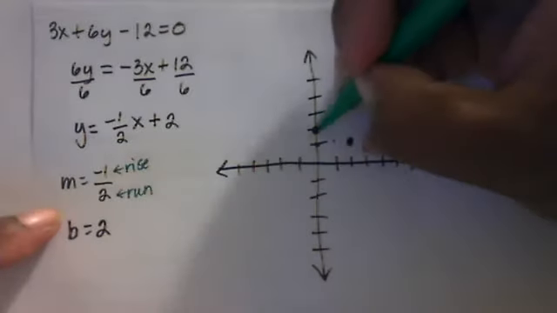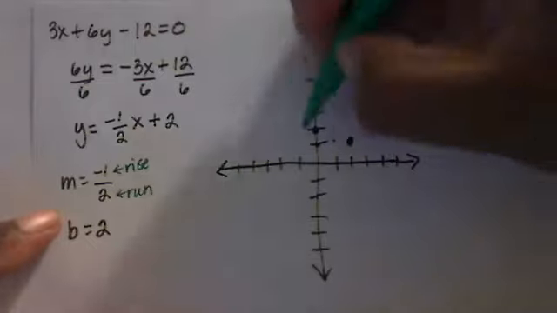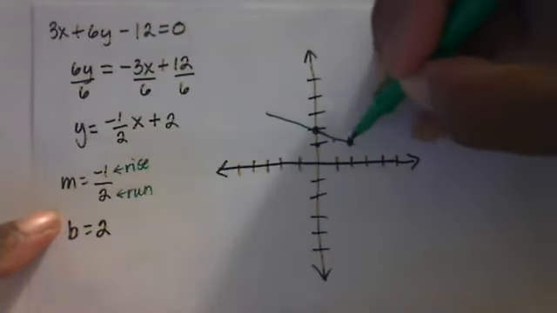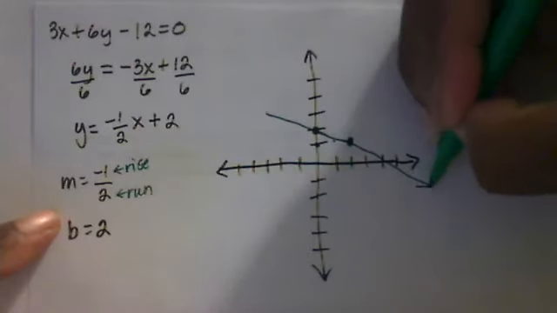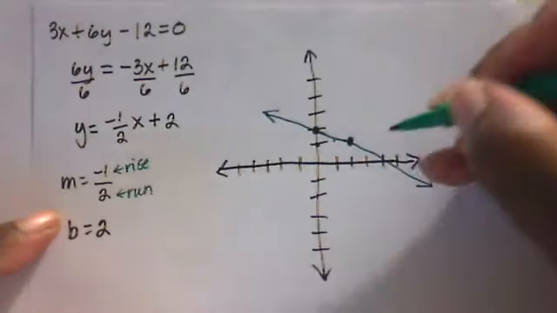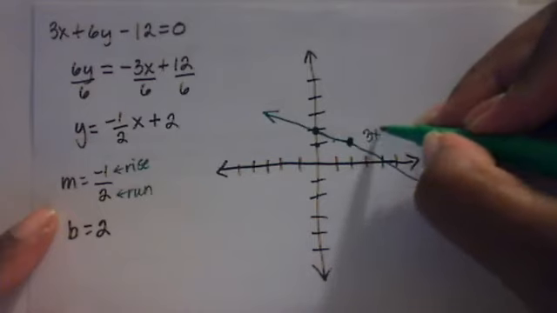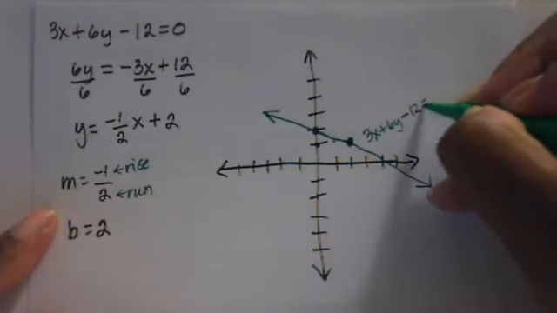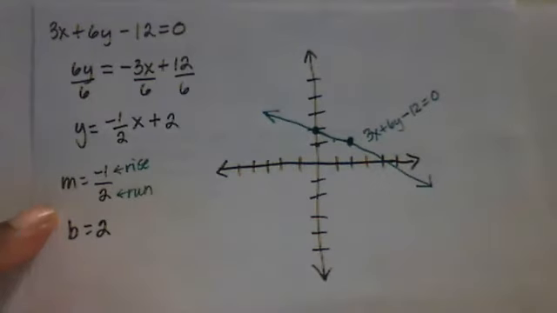Connect those 2 points and you're going to have the graph of this equation. And that's the equation 3x + 6y - 12 = 0.